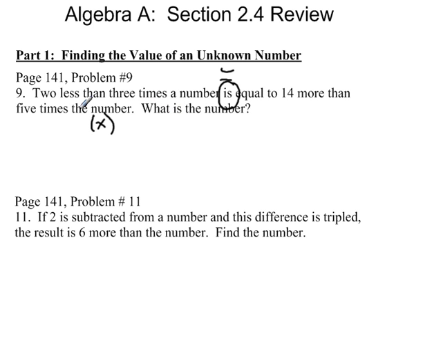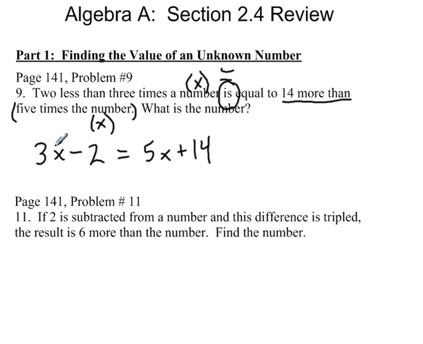So let's focus on the left side first. 2 less than 3 times a number. Well, that number is x on that side also. So if I have 3 times x, we'll set that up as 3x, and 2 less than that is 3x minus 2. Is equal to means equals. And on the right side, I'm going to have 14 more than 5 times the number. Now 5 times the number is 5x, and I'm going to add 14 to that.